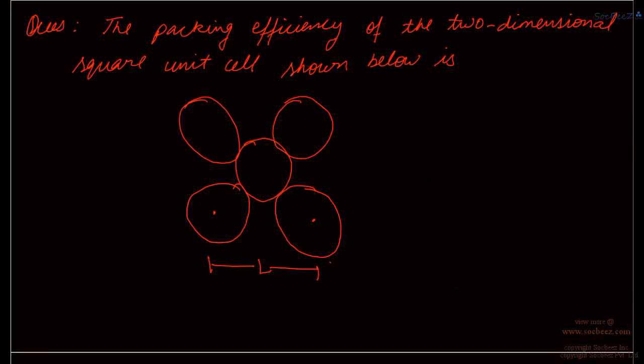Okay. Now let's discuss one more very easy problem. The question says that packing efficiency of the two-dimensional square unit cell shown below is, okay, so there are total number of 5 circles. Now we have to calculate the packing efficiency of the unit cell, and the unit cell is found by connecting the centers of each of the circles. So the packing efficiency of this region.